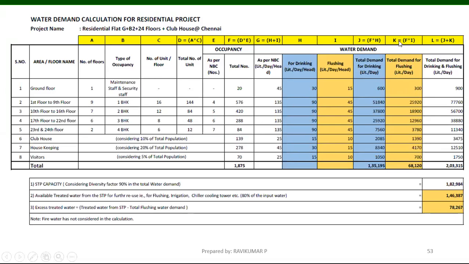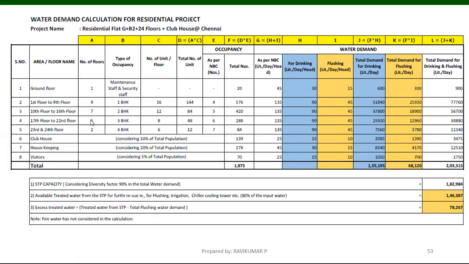Liter per day, and K is the total demand for flushing, liter per day. Both you have to add: 600 plus 300, 900 you have added. For the ground floor, you have to arrive at 900 liter per day.